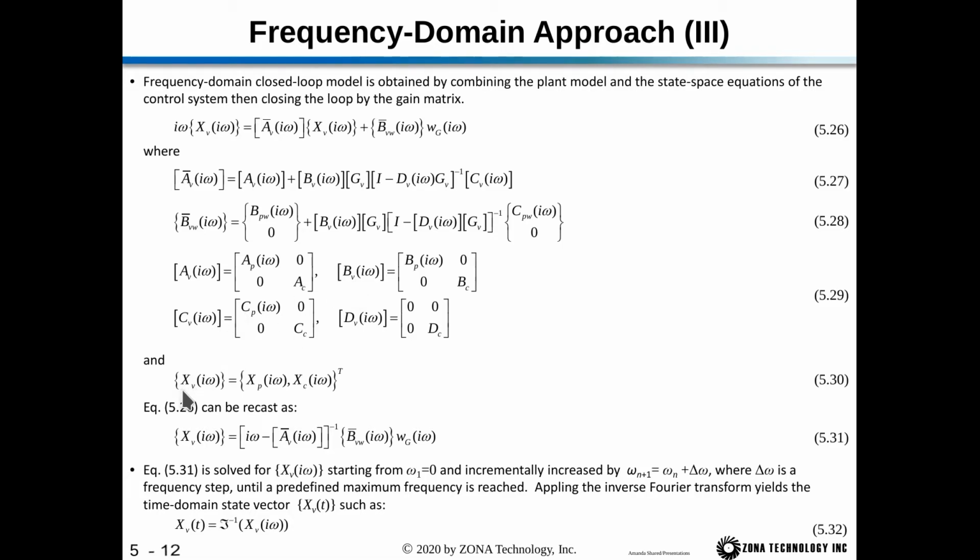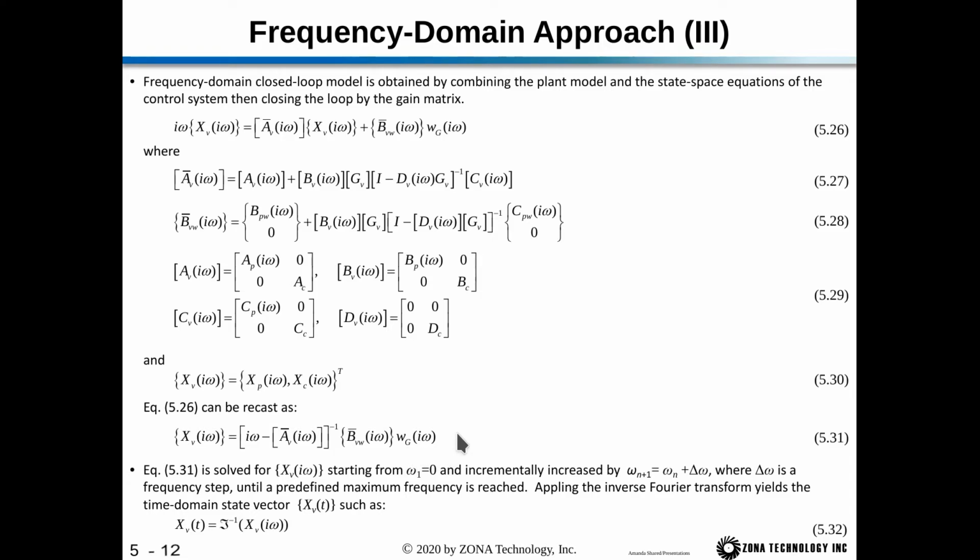And now our XV states for the vehicle model are made up of our plant states and our control system states. Now equation 5.26 can be recast to solve for XV of i omega. So we have i omega minus A bar V of i omega inverse times B bar VW of i omega times WG of i omega.